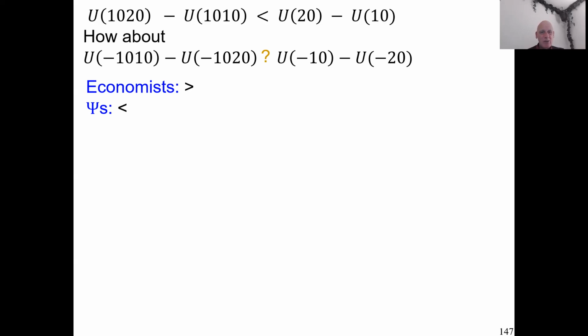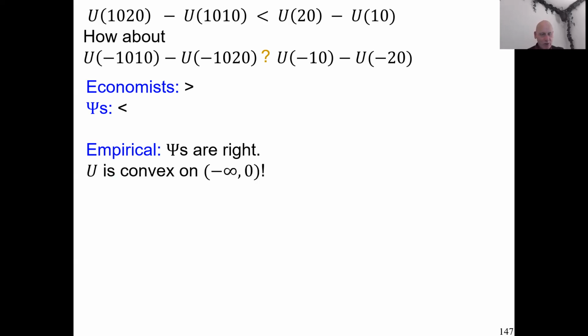Economists have concave utility also for losses. Psychologists say the opposite: utility is convex for losses. Well, empirical studies, no surprise, find that psychologists are right. If you measure utility in the right manner, taking probability weighting and all these things into account, then there is more convexity than concavity for losses. So the prevailing finding is that utility is convex for the loss domain.